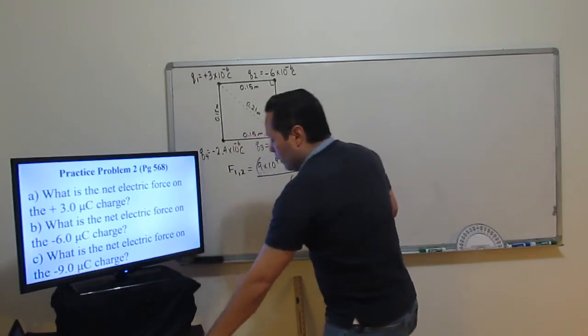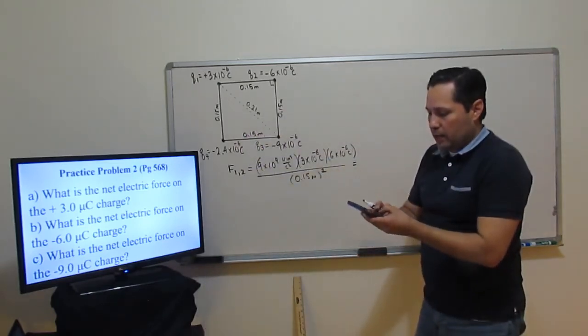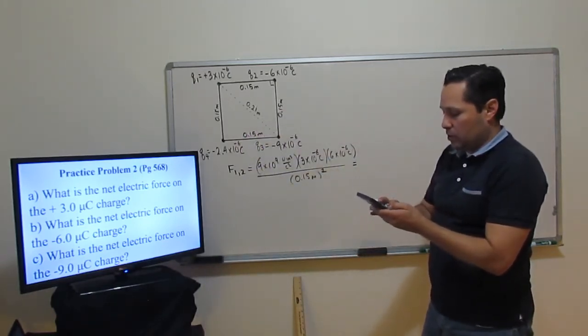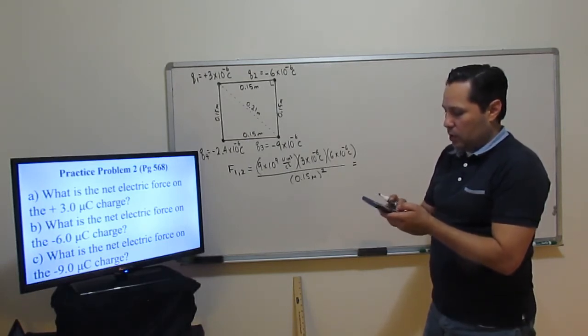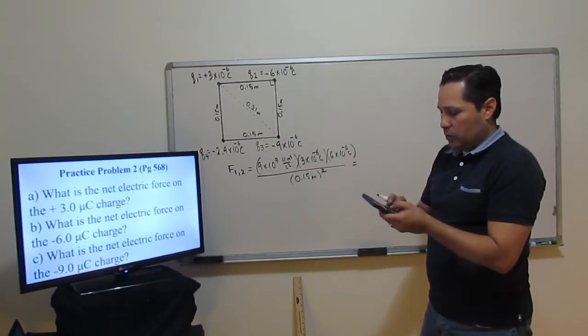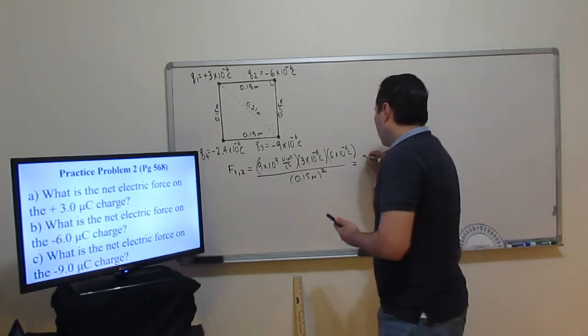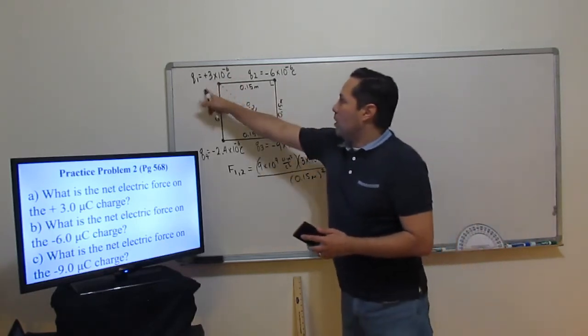All right, so that is our first one. Let's put it in the calculator. 9 times 10 to the 9 times 3 times 10 to the negative 6, multiplied by 6 times 10 to the negative 6, divided by 0.15 squared, gives us 7.2 newtons. That is the force between 1 and 2.